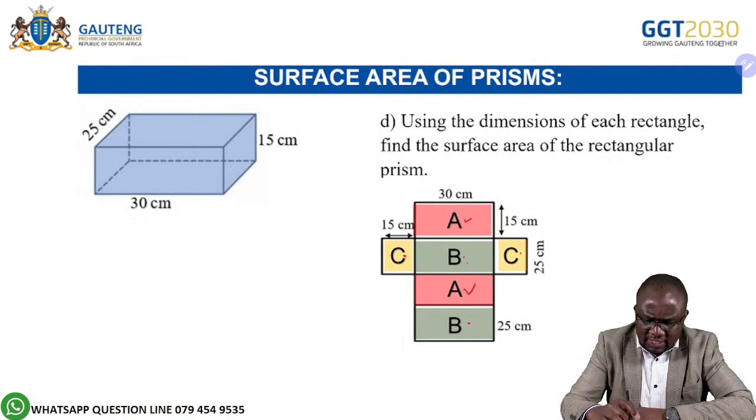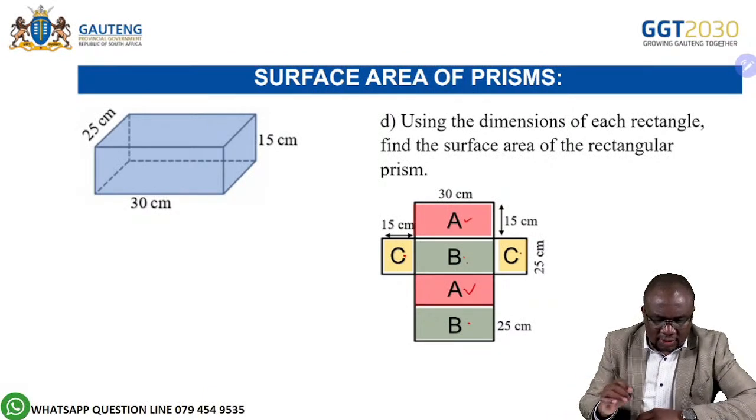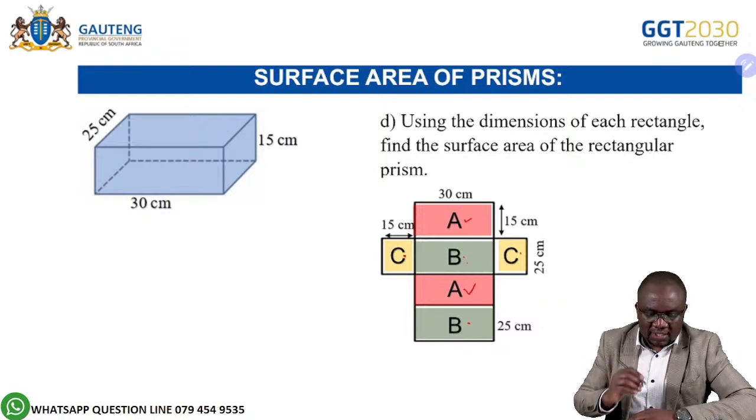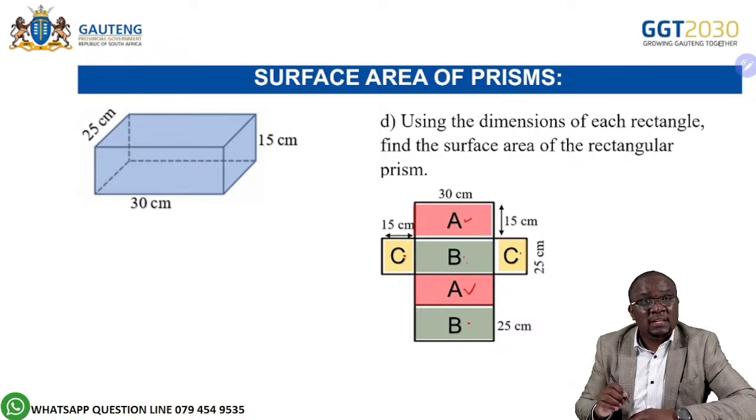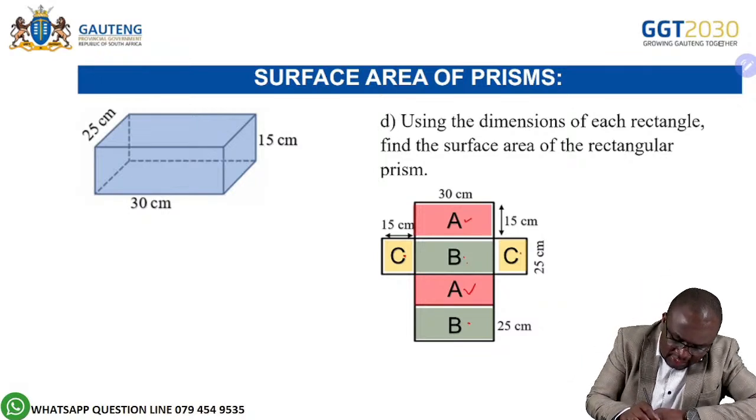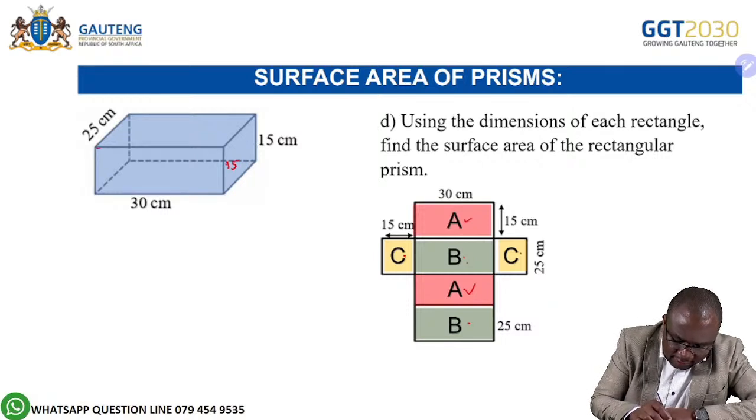Right, welcome back. Did you manage to find the area of our rectangles? So now this will be the front and the back, which is 30 by 15. So the length of this rectangle is 30 centimeters. The width is going to be 15 centimeters. It means this distance here is 15, same as that. So this is the area of the rectangle we're talking about.